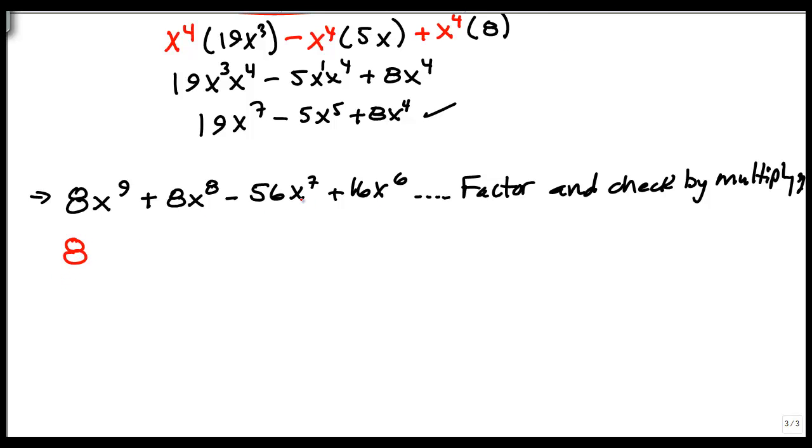Now what about my x's? I have 9, 8, 7, 6. The largest number of factors that is common to each of these is 8x to the 6th. So 8x to the 6th is called my greatest common factor.